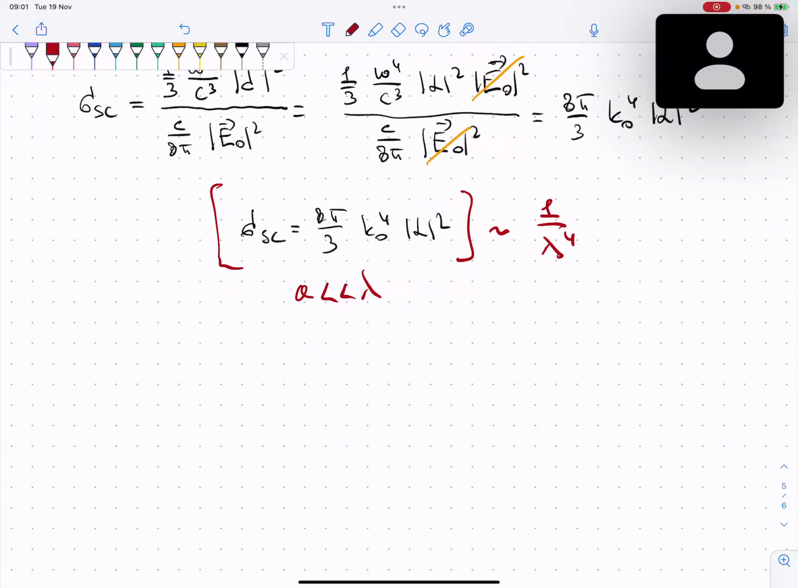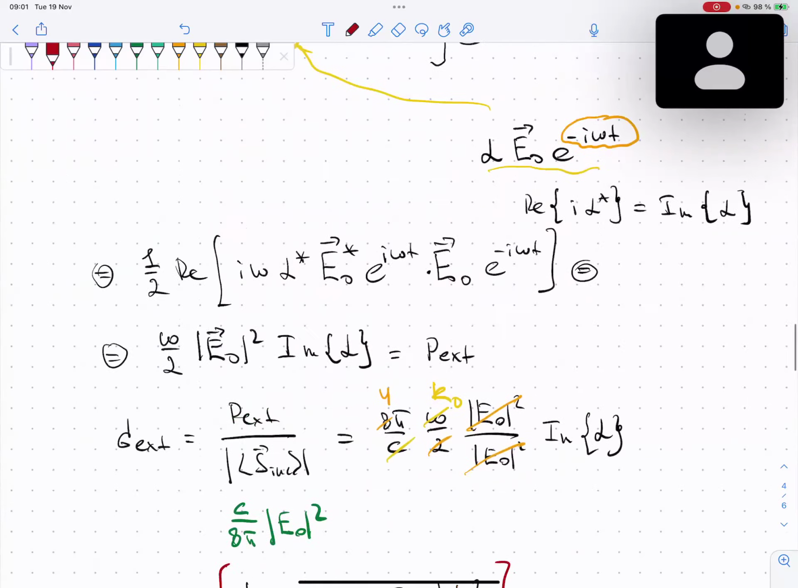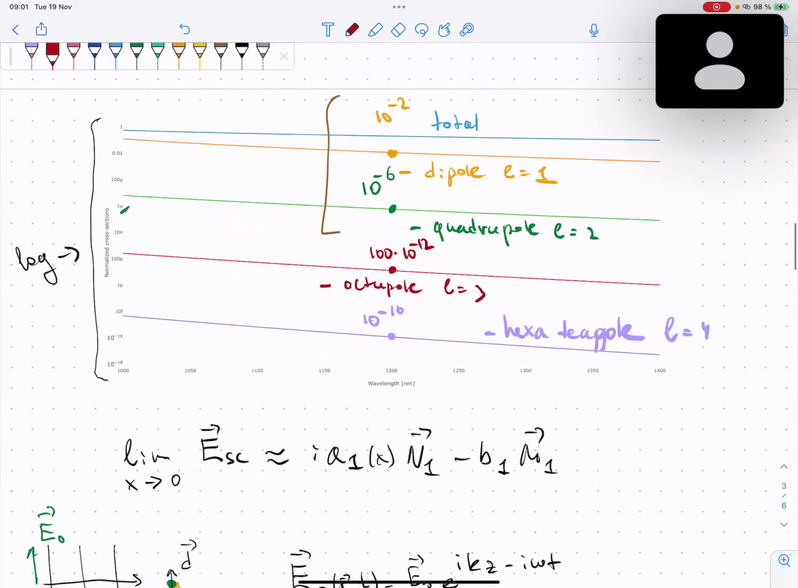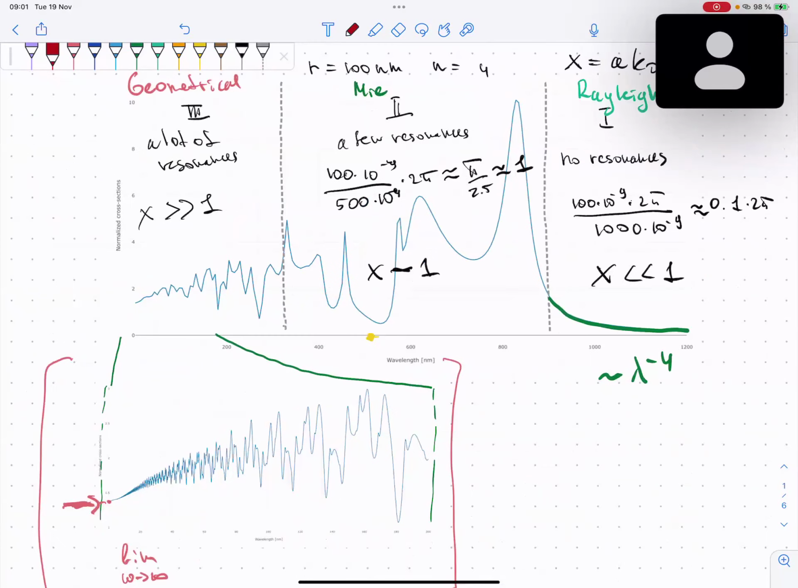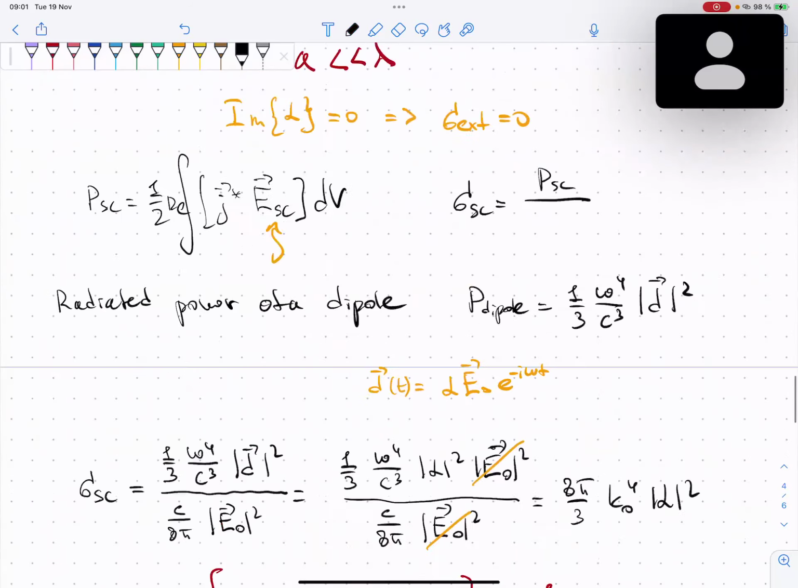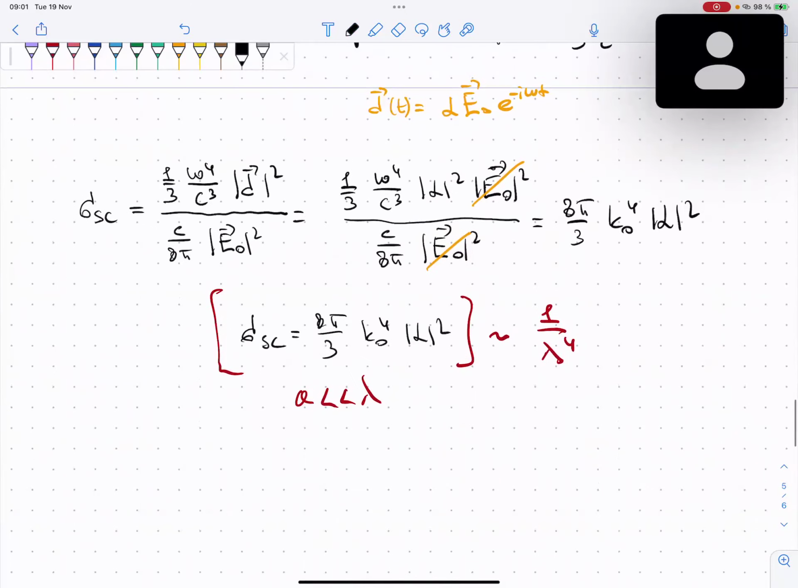To the 1 over lambda to the fourth power. And this is actually what we see here in this region. Basically, this curve, if you plot it, is proportional to 1 divided by lambda to the fourth power. And we can actually calculate this from the approximation of the scattering theory, something like this.